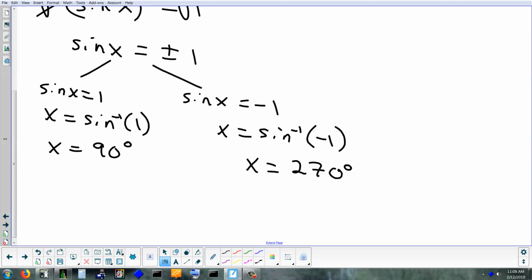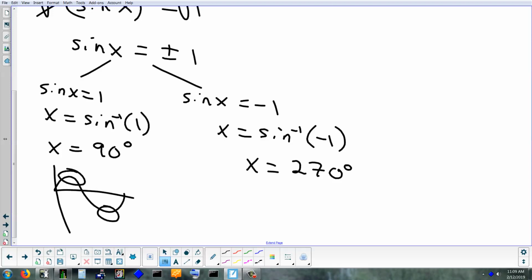Yep. And those are the only places you hit 1 and -1 within one cycle. Just think of your graph. It hits 1 only one time. It hits -1 only one time. And I think that's it.